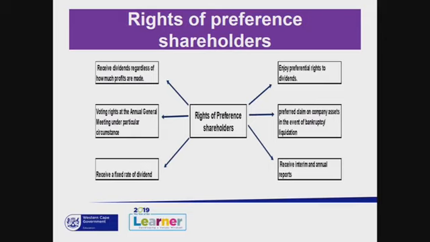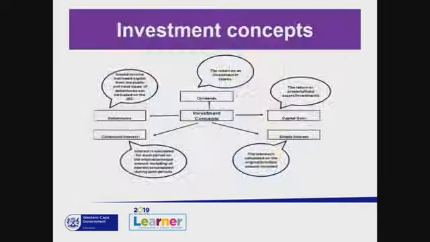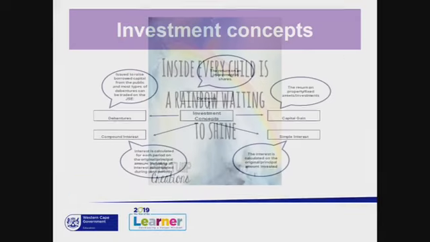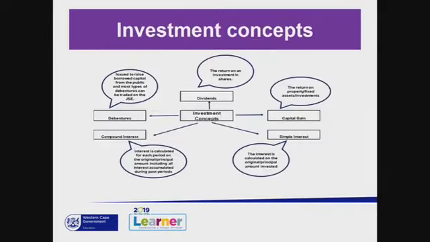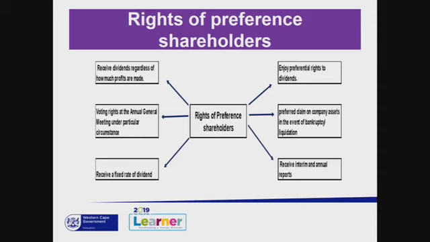They receive dividends, as we already heard, regardless of how much profit is made. They have voting rights at the AGM. They have a fixed rate of dividend. They enjoy preferential rights to dividends. They have a preferred claim on company assets in the event of bankruptcy or liquidation, what we already saw. And then they also receive interim and annual reports.